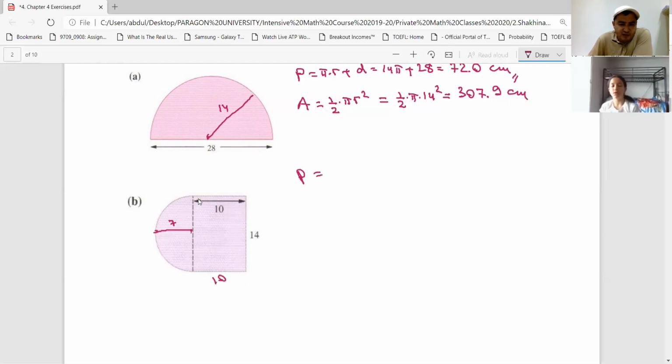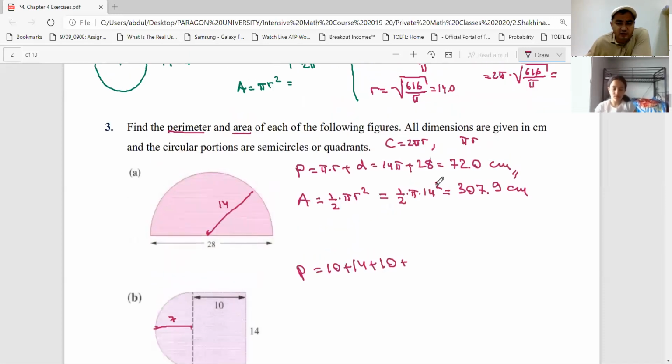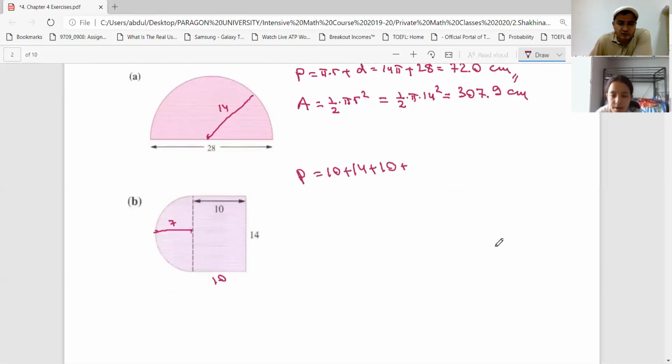If you start from here, that is 10 plus this side 14 plus this side 10 plus now this curved part. What is that curved part? It's just the semicircle below. How do you find the length of the semicircle? It is pi times r. And what is the radius? It's 7. So 10 plus 14 is 24, 24 plus 10 is 34, plus 7 pi.